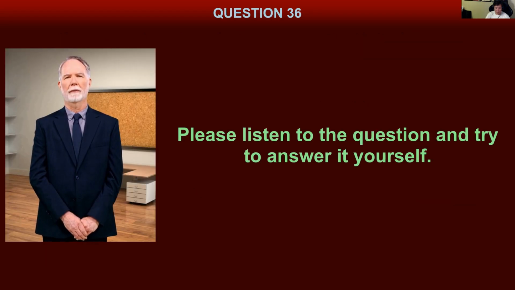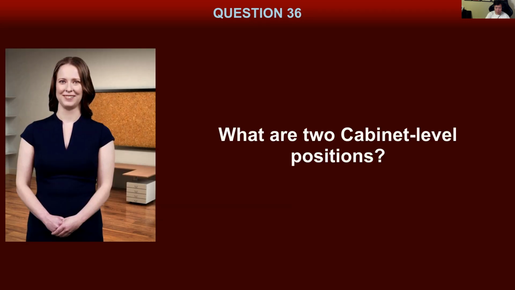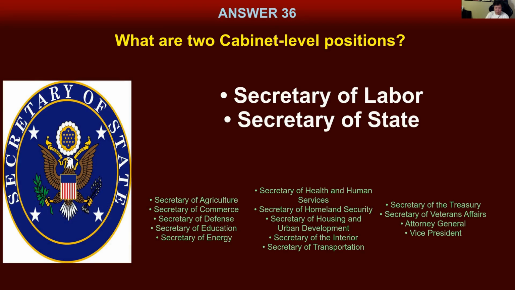What are two cabinet-level positions? Secretary of Labor. Secretary of State.